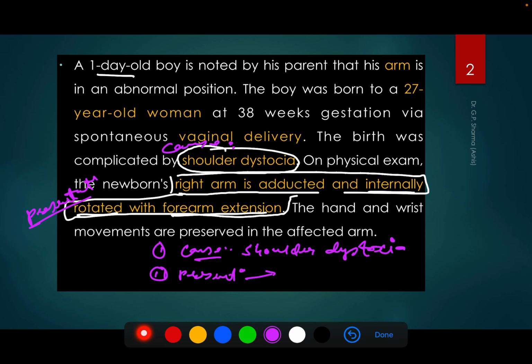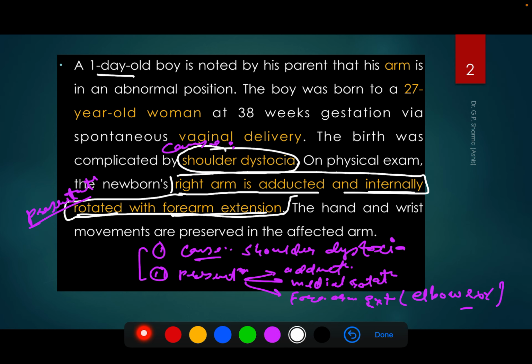The presentation we have here is number one, adduction of the arm. Number two, internal or medial rotation. Number three, forearm extension, that means the elbow extension, right? So these two things, one is the cause and another one is the presentation, we have to be careful. If we see these two things, we can diagnose what's the problem in this baby.